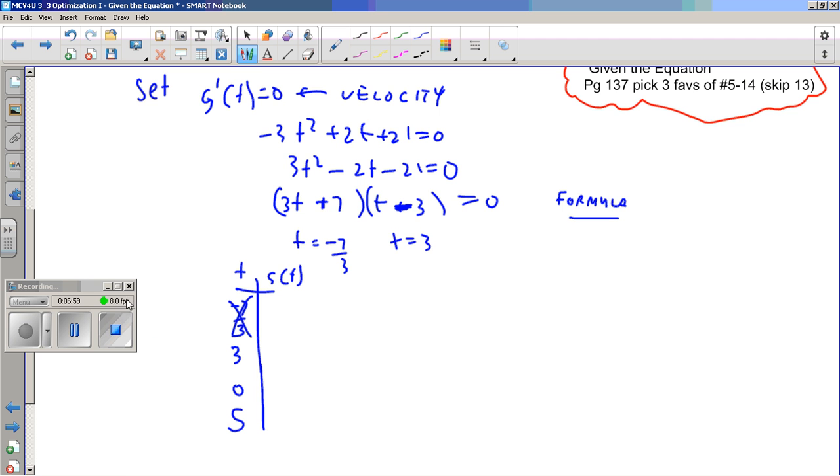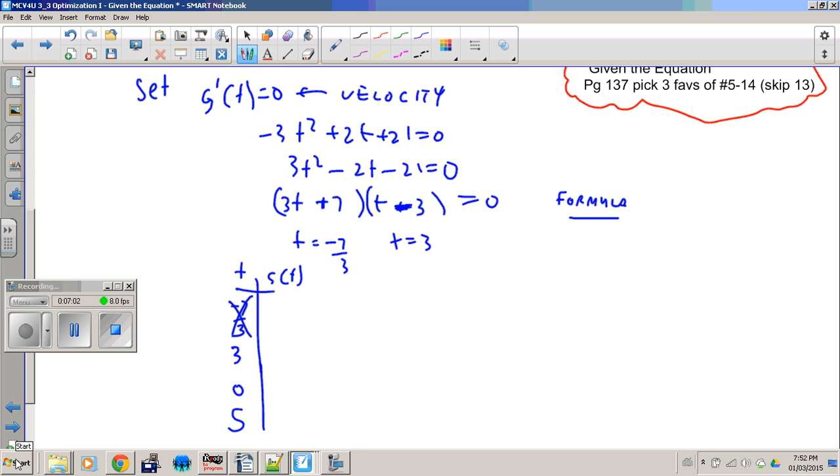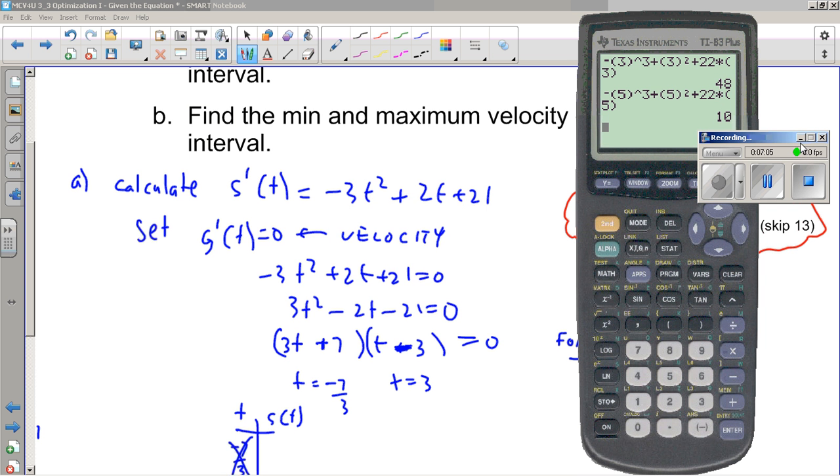I got to go find my calculator. All right, bam, there's my calculator. I've actually done some calculations.